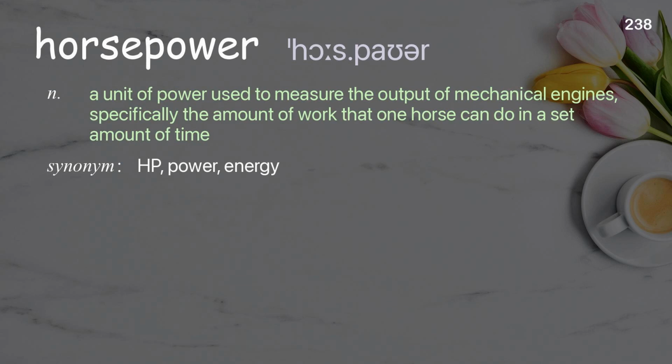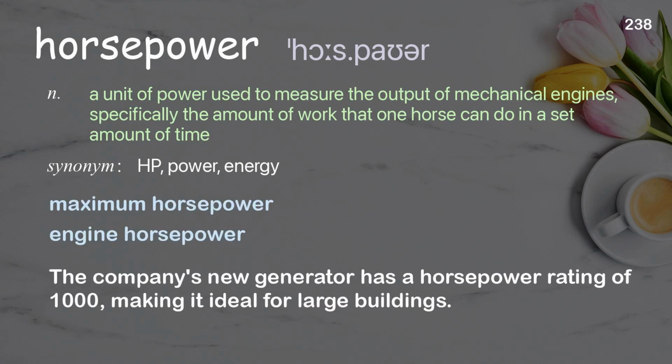Horsepower. A unit of power used to measure the output of mechanical engines, specifically the amount of work that one horse can do in a set amount of time. Examples: Maximum horsepower. Engine horsepower. The company's new generator has a horsepower rating of 1,000, making it ideal for large buildings.